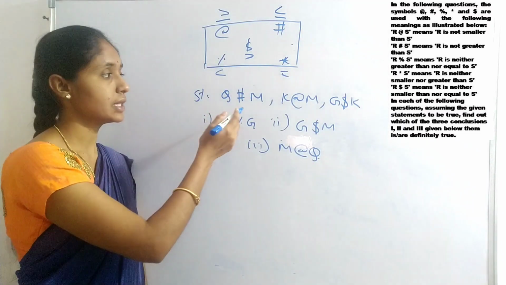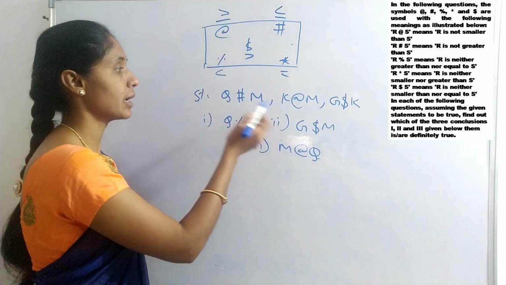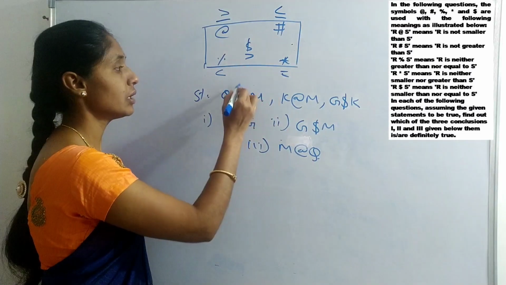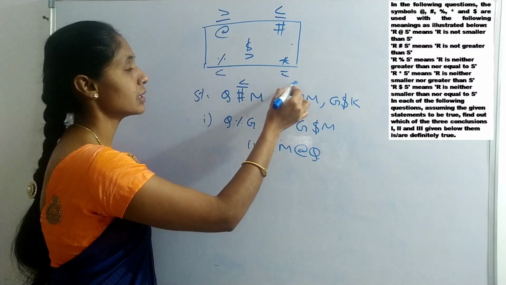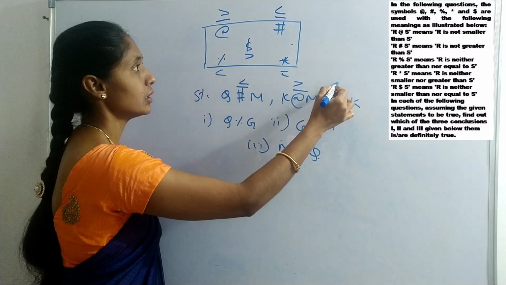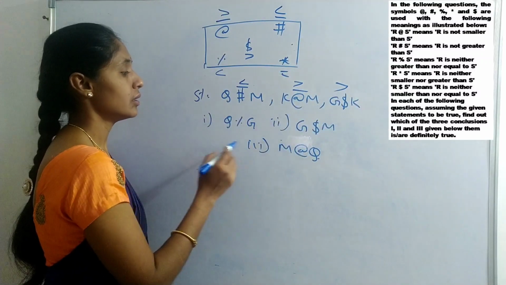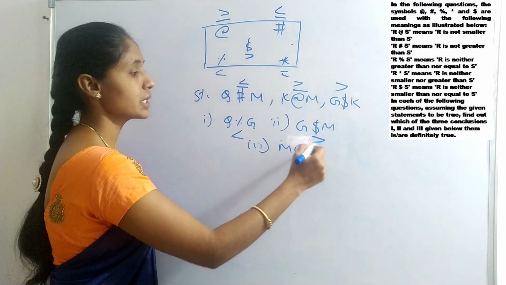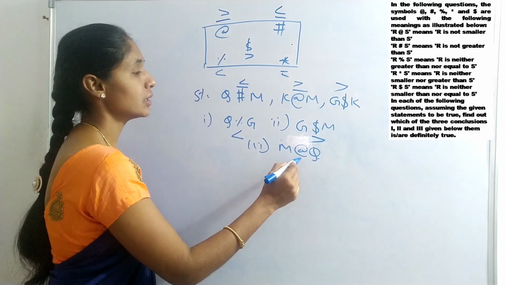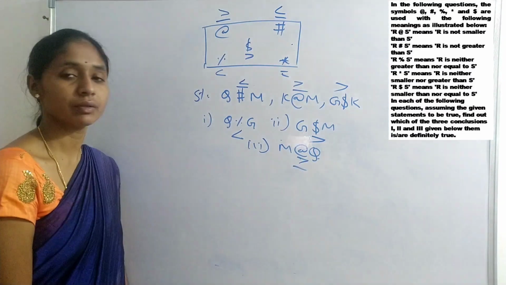Next question, this is statement Q hash M. So, we are converting symbols. Hash means less than or equals to. At means greater than or equals to. Dollar, greater than. And conclusions, percentile means less than. Dollar means greater than. And at means greater than or equals to.